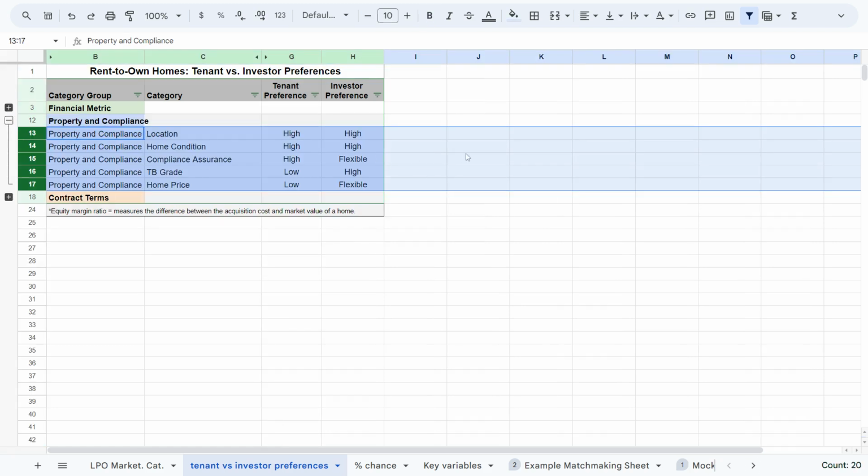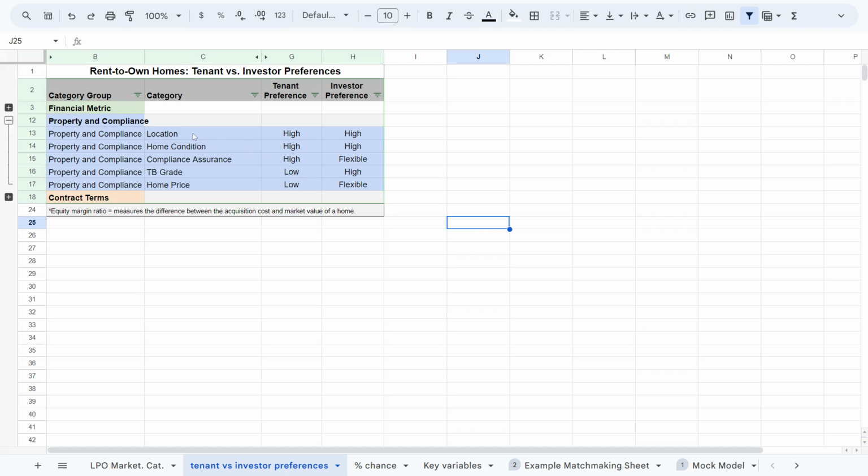As far as the property condition, both the tenant and the investor are looking for a great property in a great location. The tenant really wants to make sure that they're protected. The investor is open to flexible options on what that looks like. Of course, they want to follow the same rules, but from what we found is that the tenant is worried about, hey, how am I going to lose my money? Because the investor is the one on title.